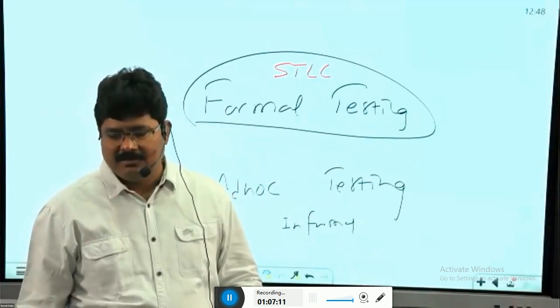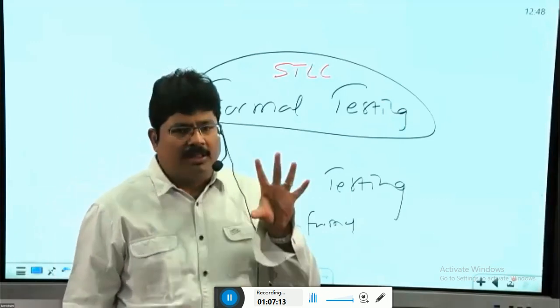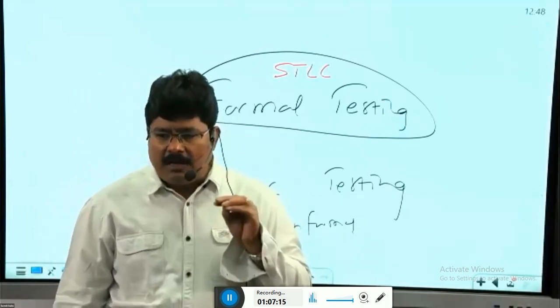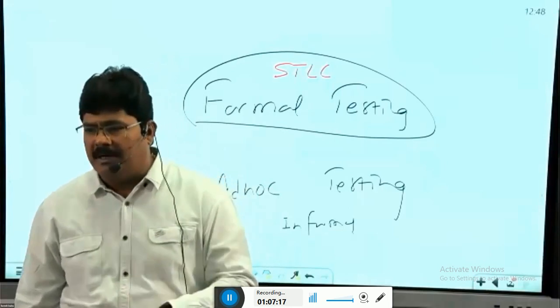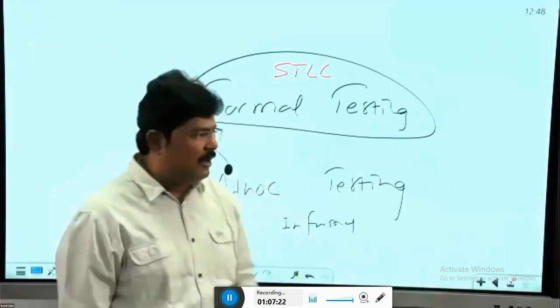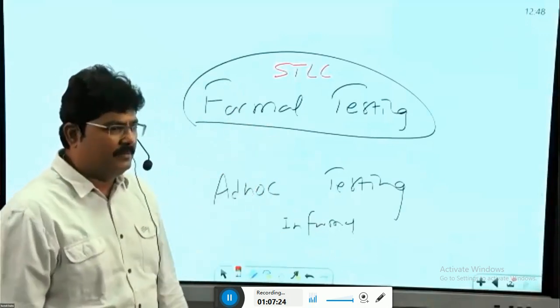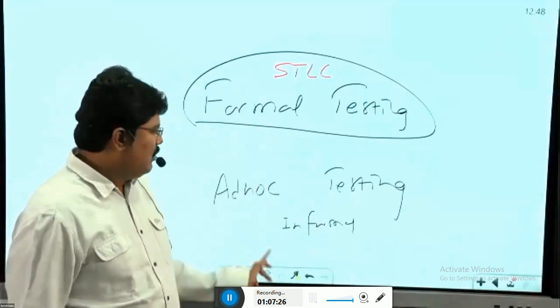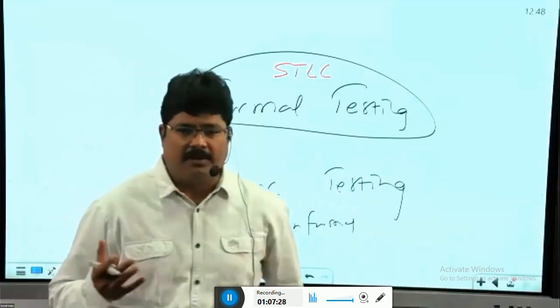Correct? Fine. Here, once a process is settled, any project they are testing inside that company, they must follow the process. Such process-oriented testing is called formal testing, a systematic way of doing testing. What about ad hoc testing, informal testing?